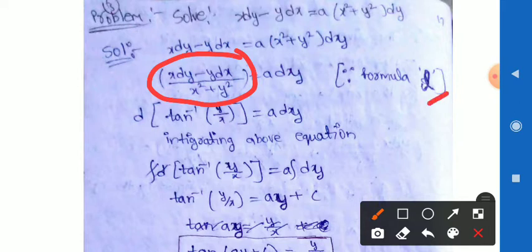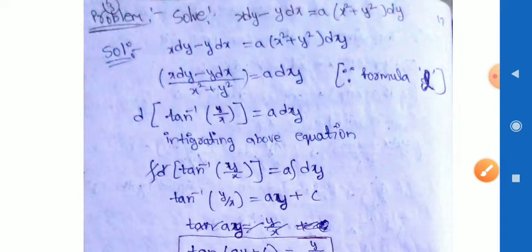By observing L, we can write the formula d of tan inverse y by x. Writing d of tan inverse y by x is equal to a dy, this form is called the integrating factor. By the definition of integrating factor, we get d of tan inverse y by x is equal to a into dy.